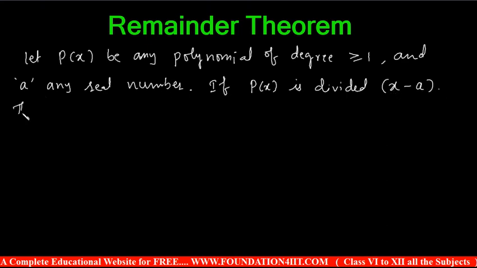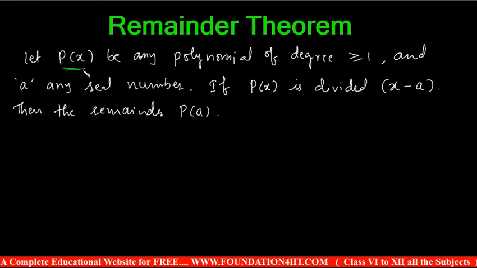then the remainder is P of a. So without doing division, we can find out the remainder. This is the concept of this. So let us understand this clearly.